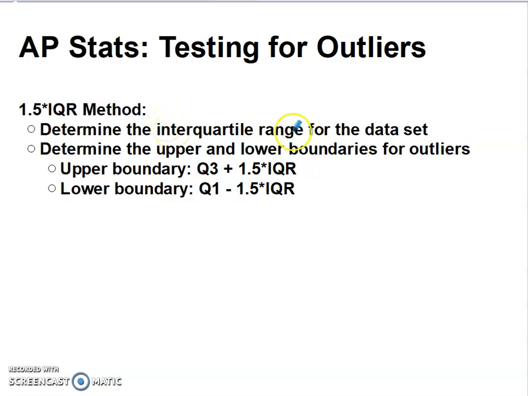Now, the interquartile range method that we're going to discuss here starts by finding the interquartile range for the data set. So you're going to have to determine the upper quartile's value, the lower quartile's value, and subtract the two to determine that interquartile range. Next, you're going to determine your upper and lower boundaries for outliers. Your upper boundary is established by taking your upper quartile, so quartile 3, and moving above that by 1.5 times that interquartile range. You determine your lower boundary for outliers by going to the lower quartile and moving that same distance, 1.5 times the interquartile range, below the lower quartile.